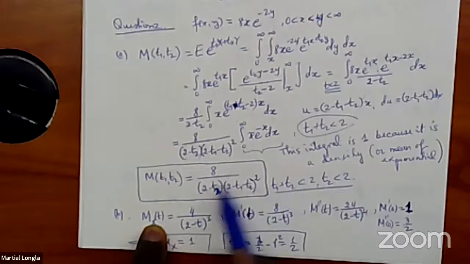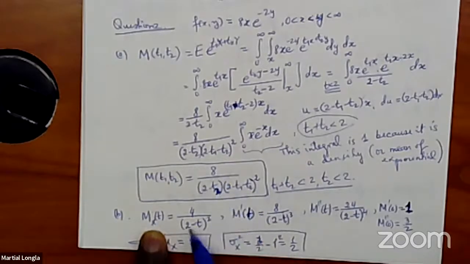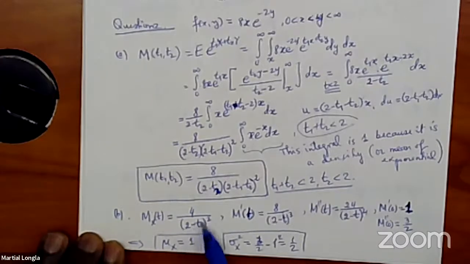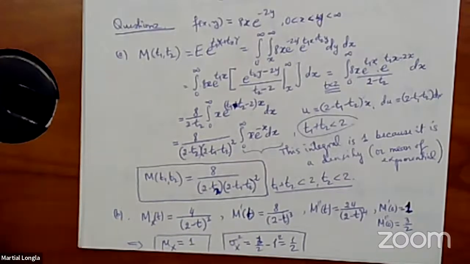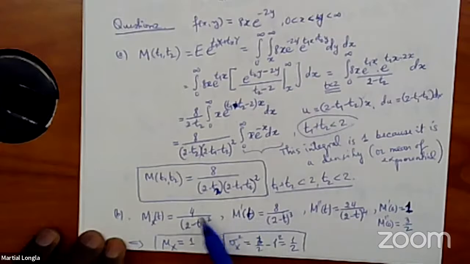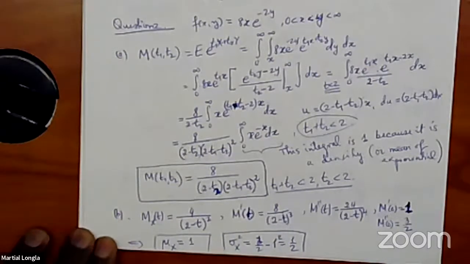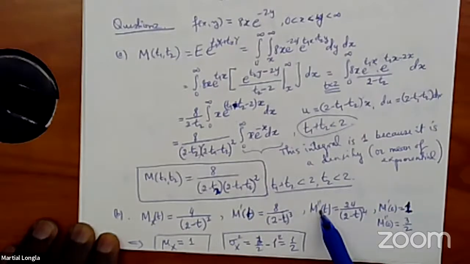So when you plug t2 equals 0 into this formula, you find the moment generating function of x equal to 4 over (2 minus t) squared. Now all you need to do is take derivatives and plug in 0 to find the expected value. If I take the derivative, I get this. It's very simple to do. Plug in t equals 0, you get the mean of x. That gives you 1. And then you find the second derivative.